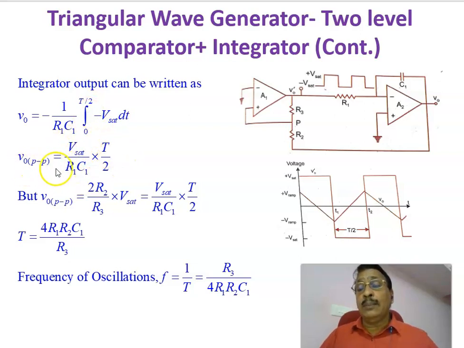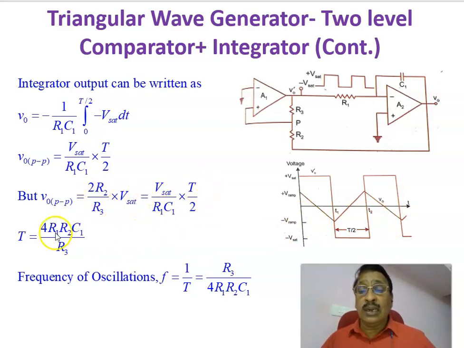Already we have derived the peak-to-peak value of the output voltage, 2 R2 by R1 into VSAT. You can equate these two equations: the output of the integrator based on the basic equation, minus 1 by R1 C1 integral 0 to T by 2 of VI dt or minus VSAT dt, and this 2 R2 by R1. Equating these two, you will get the time period T, the total time period of this triangular signal.